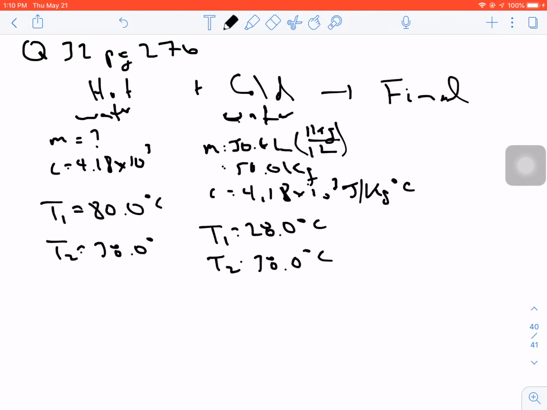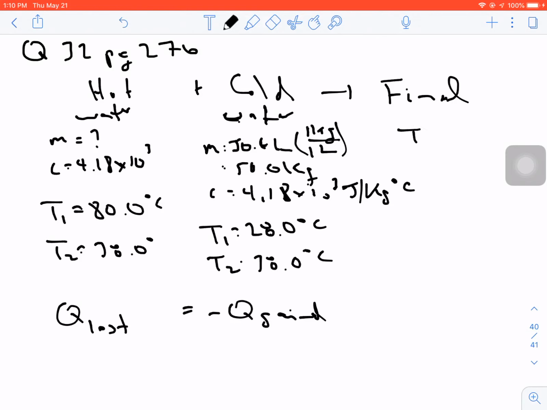The hot water at 80 degrees is going to be losing energy. So as I put it in, as the hot water cools, it's giving its energy to the cold water. Right? And what I know is that the thermal energy or heat lost by the hot is equal to the heat gained by the cold water. And remember, I need that negative sign in there to make it work.